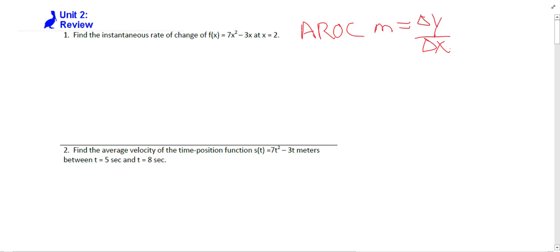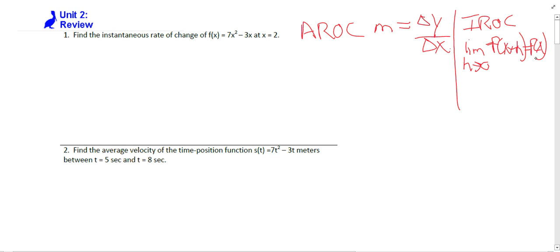And IROC, of course, we're thinking calculus. So with IROC, we're going to use some form of the limit as h approaches 0 of f of x plus h minus f of x all over h, and that'll give us the derivative in terms of x, and we'll be able to use that at any value.